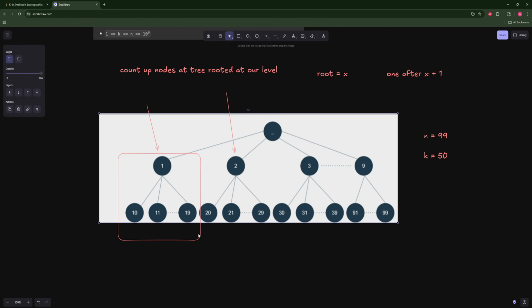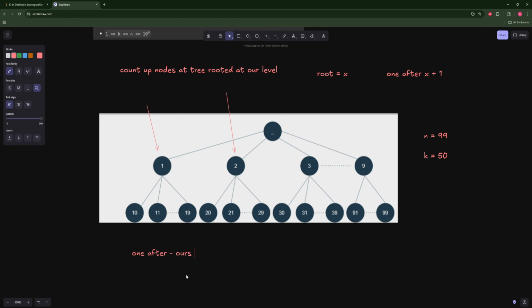Then we can just keep going down this tree until the node we have is out of bounds. For every level, how many nodes are there? Well, it's just the one after minus ours. Actually, I don't think there's a plus 1. Yeah, I don't think so. So in this case, there's just 1. So at this level, there's 1 node.